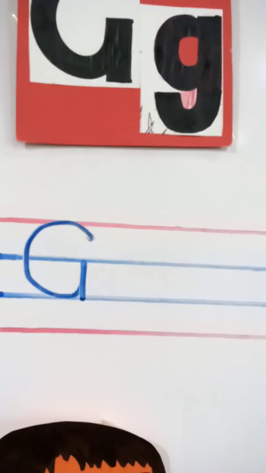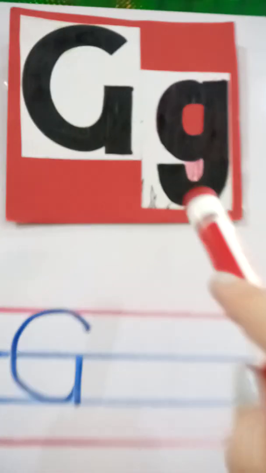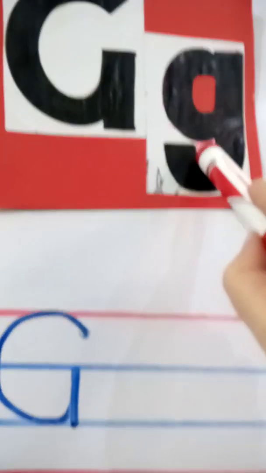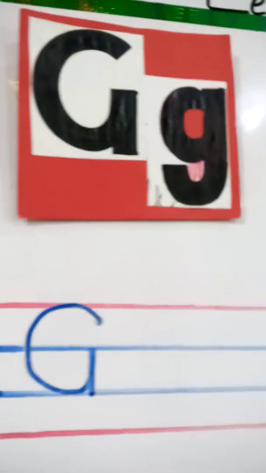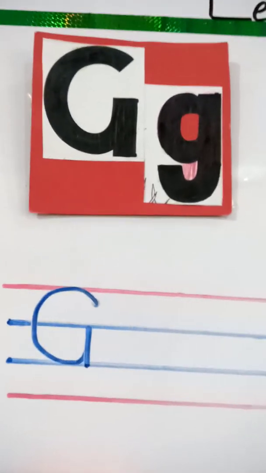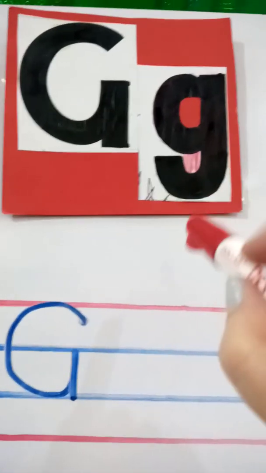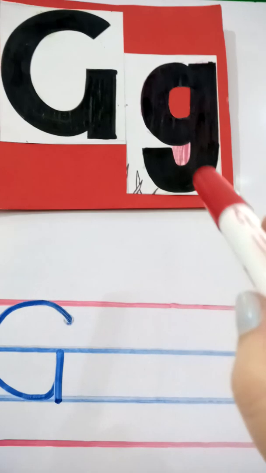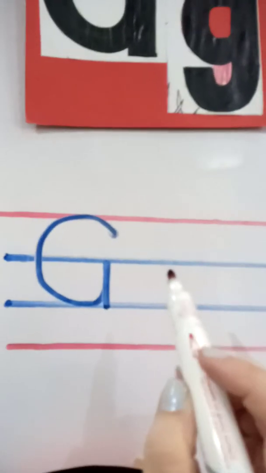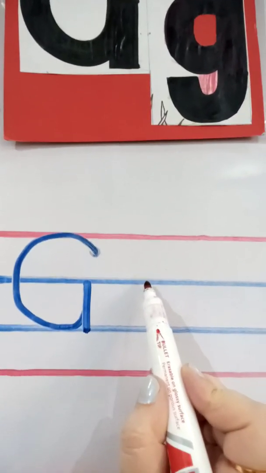Now let's do the small g. Now look over here. This is a small g, and can you tell me the small g is which kind of letter? Is it a sky letter, root letter or grass letter? Yes, that is a root letter. So for root letter I am using the red marker. How are you going to write it?